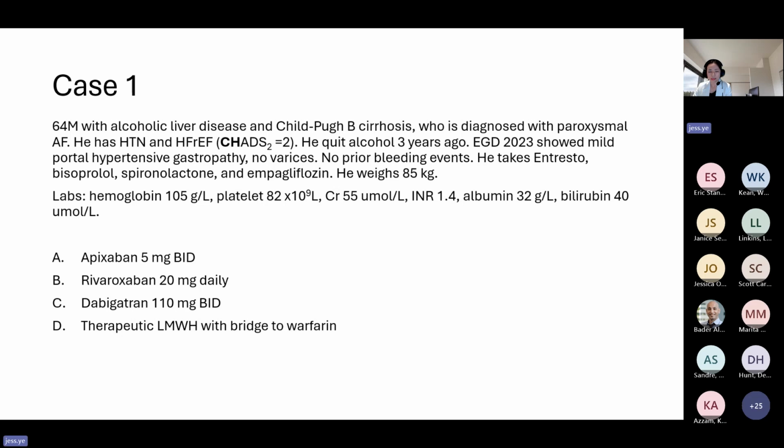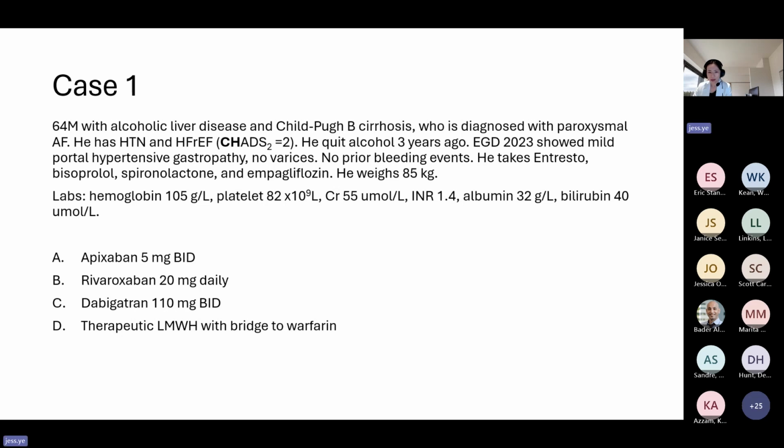The first case is a 64-year-old man with alcohol liver disease, Child-Pugh B cirrhosis, who is diagnosed with paroxysmal AFib. CHADS2 is 2, not drinking anymore. EGD 2 years ago showed mild portal hypertensive gastropathy, no varices, no prior bleeding events, weighs 85 kilo. Blood work is pretty appropriate for anticoagulation. The patient also would like to proceed with anticoagulation.